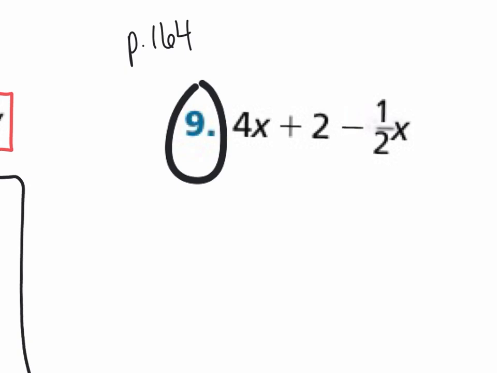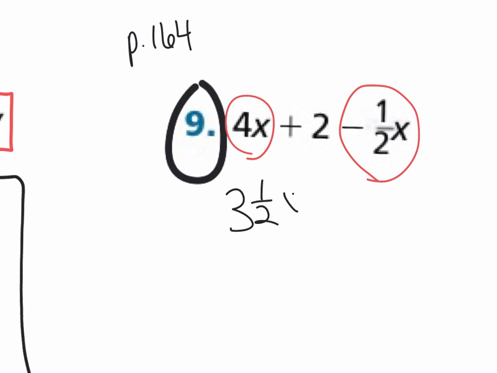Number 9, similar idea. We've got 2 terms that have x's on them, so those are like terms. So 4x minus a half x. 4 minus 1/2 would be 3.5, so that would be 3.5x plus 2.